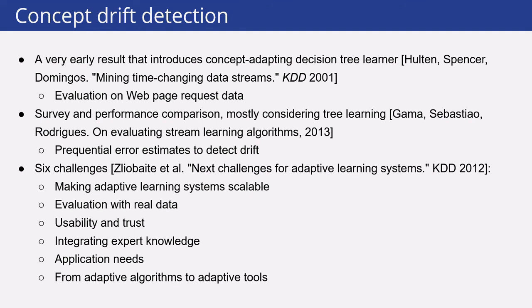Žliobaitė and co-authors introduced six challenges that are still open and active for adaptive learning systems. These six are making learning systems scalable, and evaluating them with real data. This was the reason why we introduced the tennis data collection. We need evaluation data that has temporal effects and temporal labels, usability and trust, integrating expert knowledge, considering the application needs, and from algorithms turning to actual toolkits.